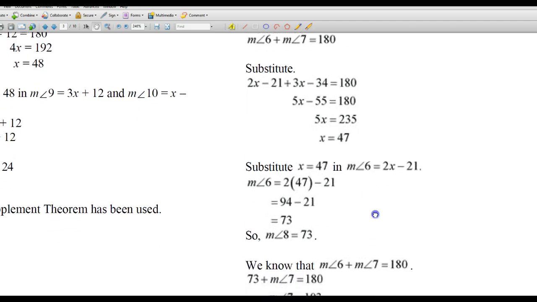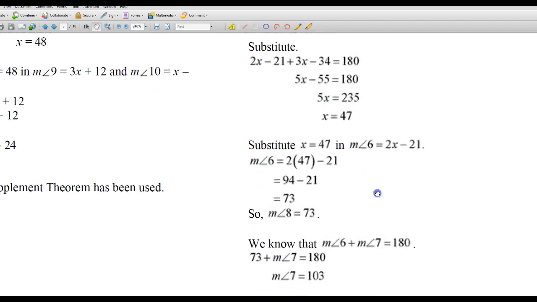Now from here, we actually want to find our angle measures. So we're going to substitute x equals 47 in for the measure of angle 6. So the measure of angle 6, which is 2x minus 21, becomes 73. So since 6 is 73, 8 will also be 73 because it is a vertical angle with angle 6.